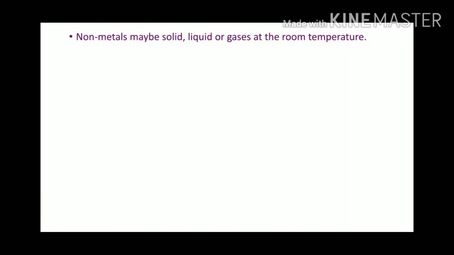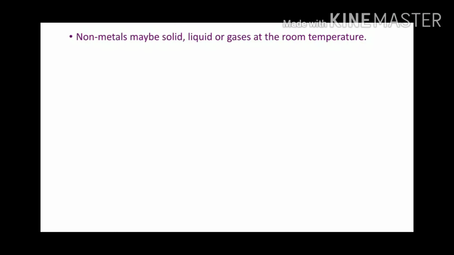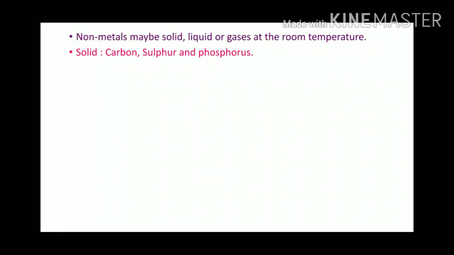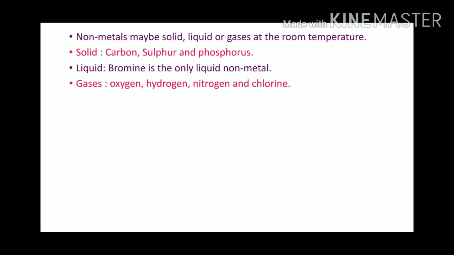Non-metals may be solid, liquid or gases at the room temperature. Solid examples: carbon, sulfur and phosphorus. Liquid: bromine is the only liquid non-metal. Gases: oxygen, hydrogen, nitrogen and chlorine.